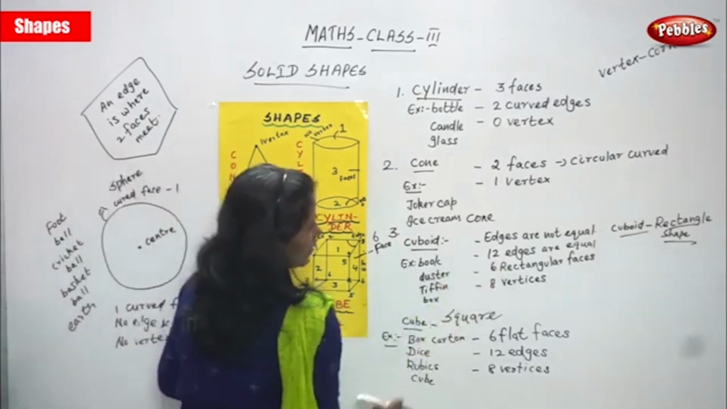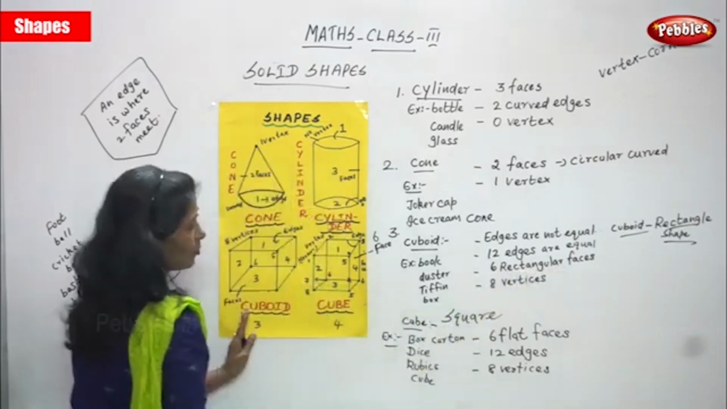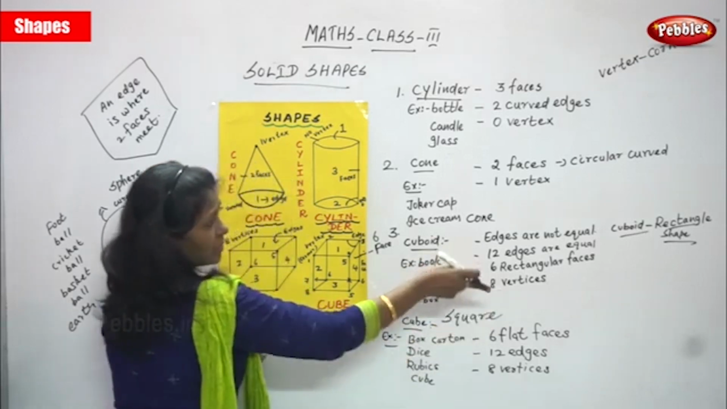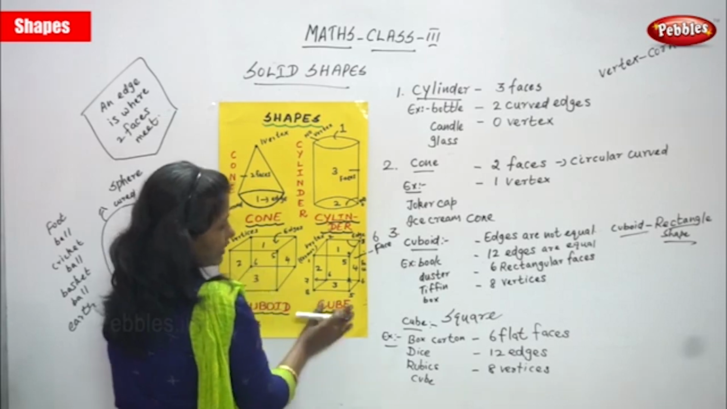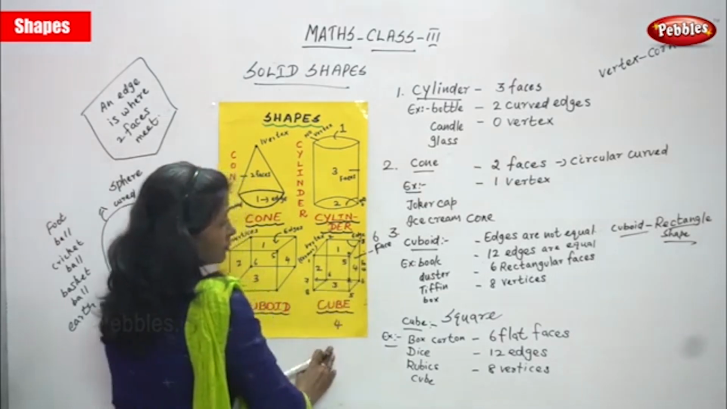And then there are 6 rectangular faces. How many faces? 6 rectangular faces. And how many vertices? 8 vertices. Okay, this is called a cuboid. The cuboid is based on the rectangle shape, and next one is cube. Cube is based on the square shape.